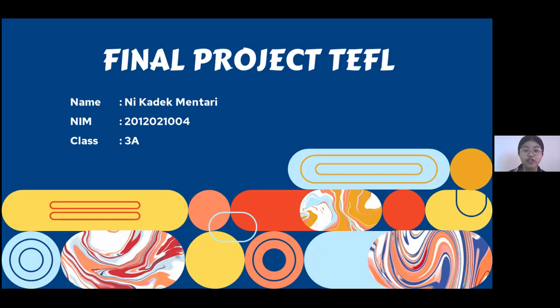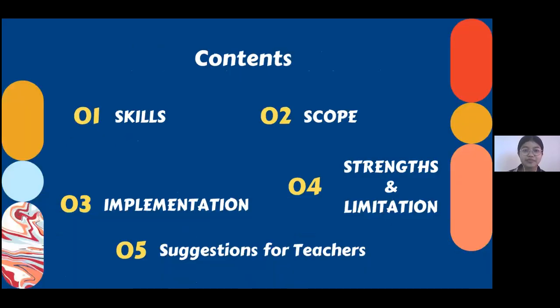All right, everyone, we move to the next slide. As you can see on the slide, there are some contents that I will explain to you. The first one is about skill, the second one is about scope, the third one is about implementation, the fourth one is about strengths and limitations, and the fifth one is about suggestions for teachers. All right, we move to the next slide.